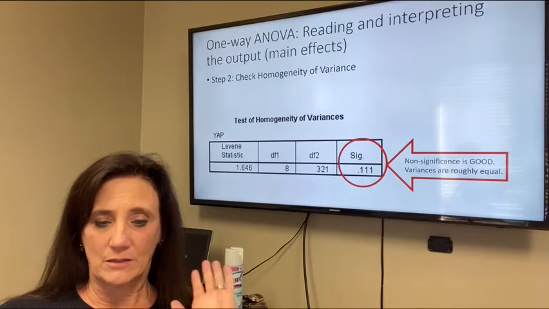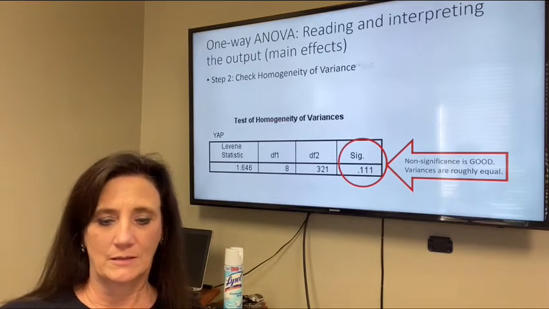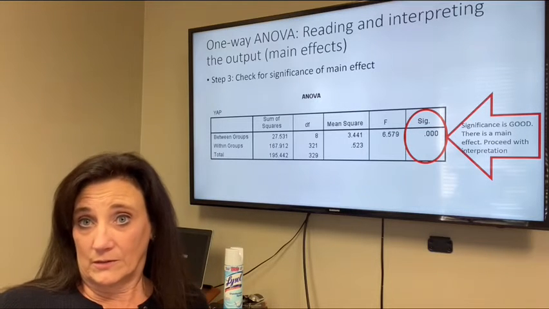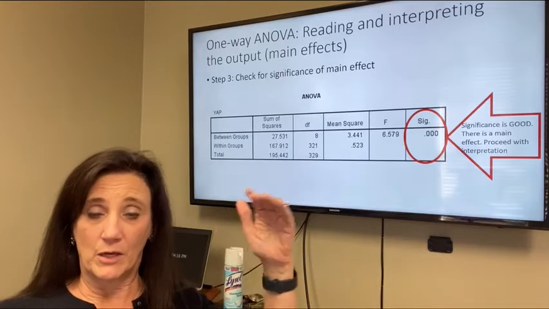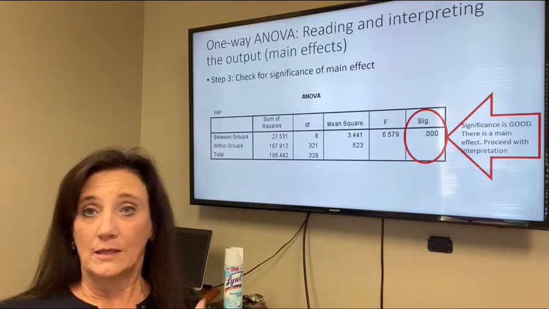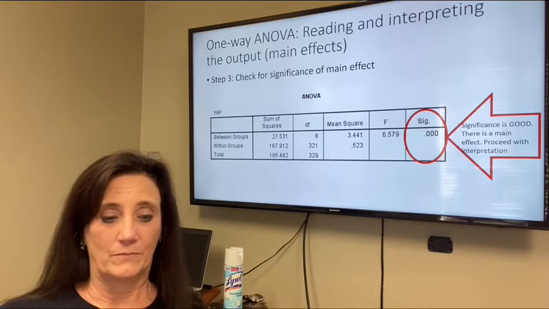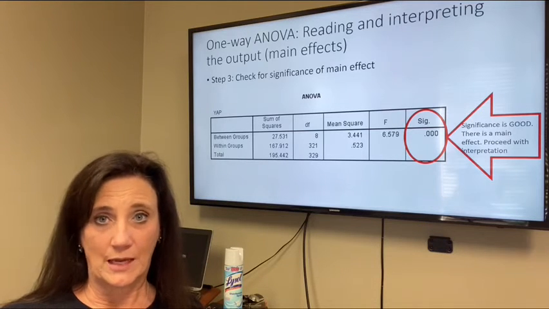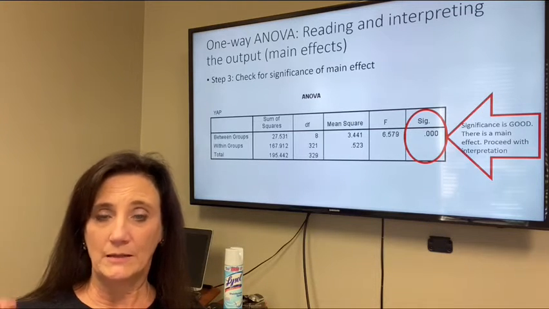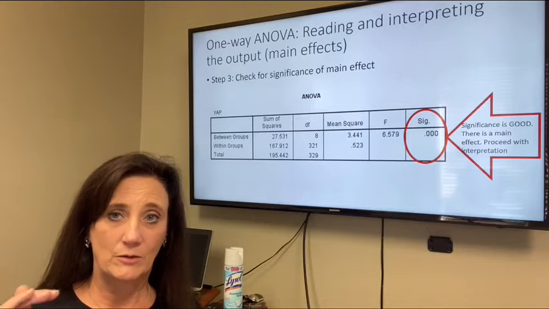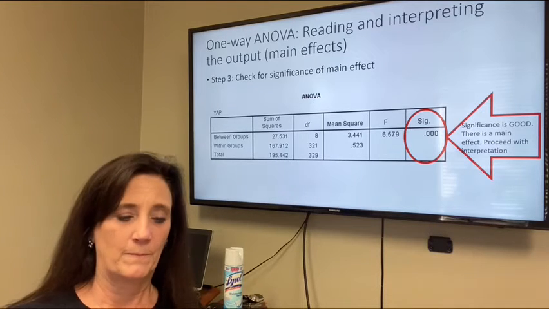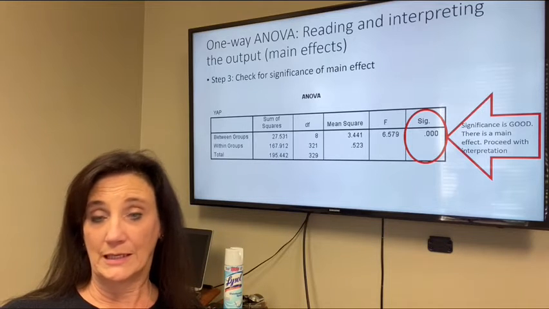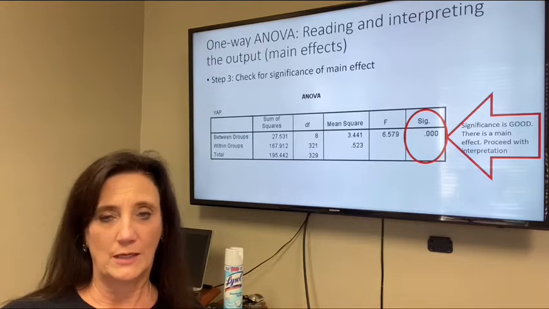Homogeneity of variance is good. Let's roll on to the next part. So now we just need to know, was there any significant difference among the 9 groups? And guess what we see? There was significance. Your p-value in this case would be reported as p less than 0.001.